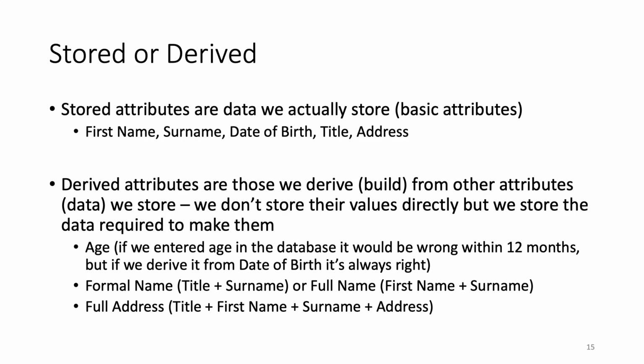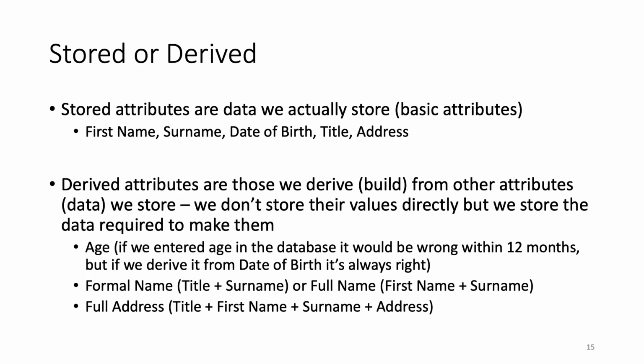If I stored in the database age as an attribute, at least every 12 months, it would be wrong. You would get older, and the database would still have it in. So instead, what we commonly do is we say, OK, we have your age, and we have date of birth. Date of birth is a stored attribute. Age is a derived attribute. If we know your date of birth, and we know the date today, we can derive the age from it.